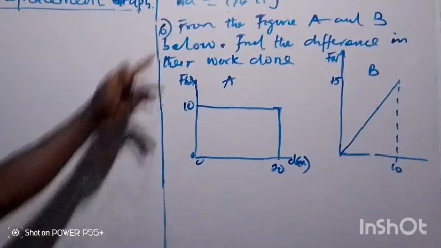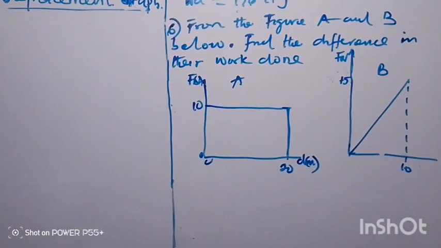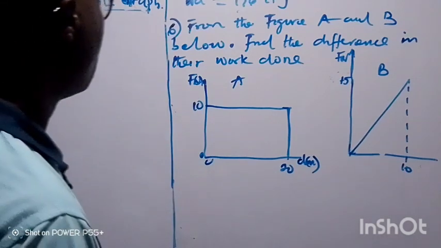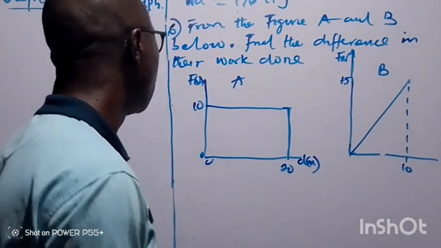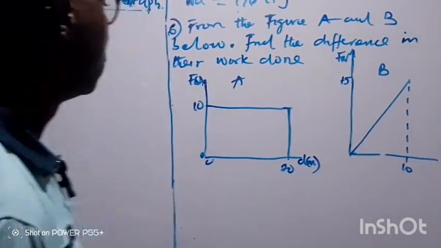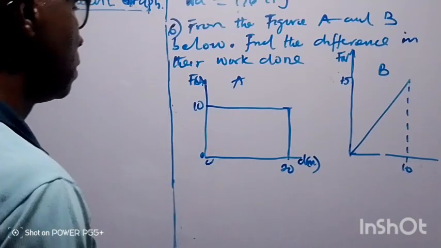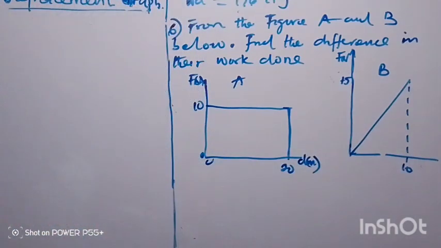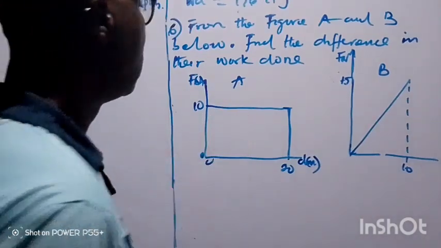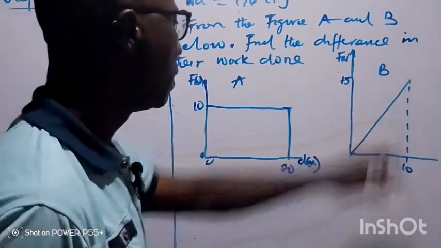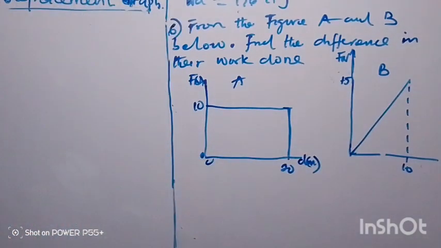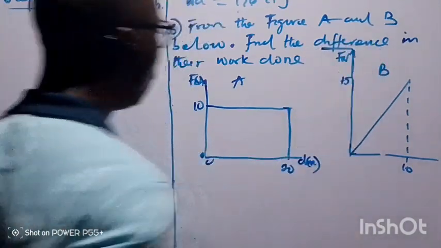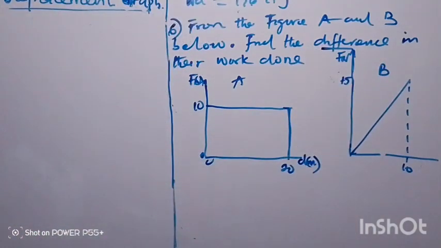Take this one as example 6. From figures A and B below, find the difference in their work done. This is figure A and this is figure B. The first thing we are going to do is calculate the work done in figure A, calculate the work done in figure B, and the question asks us to find the difference. Now subtract B from A.